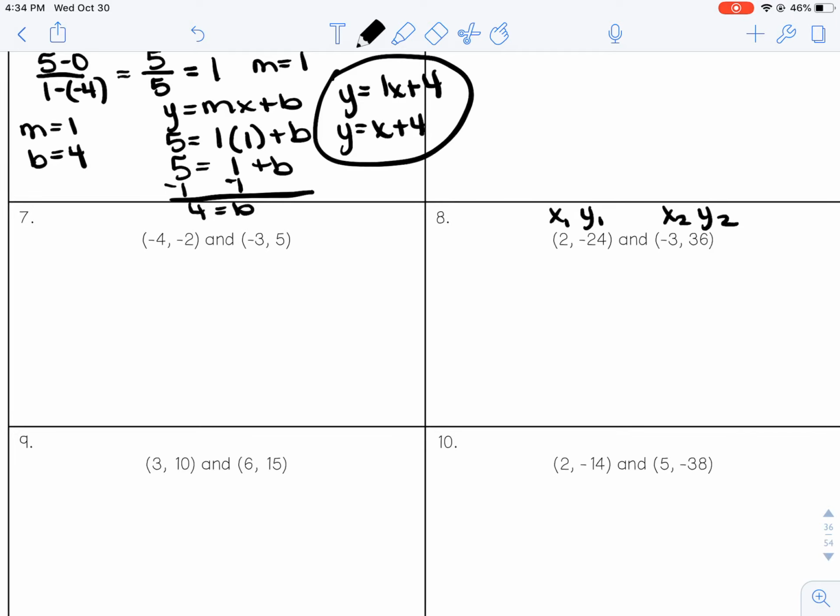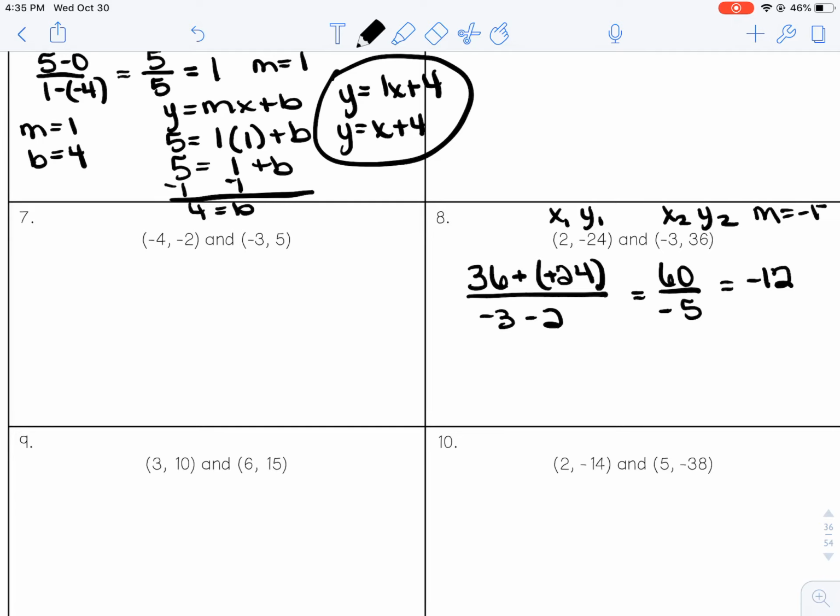Okay. So I'm going to have y2 minus y1. And remember, that's minus a negative, so that becomes a plus a positive. On the bottom, negative 3 minus 2. So negative 36 plus a positive 24 ends up being 60 over a negative 5, because negative 3 plus a negative 2 is a negative 5. So that's going to give me a negative 12 for slope. Okay, so m equals negative 12.